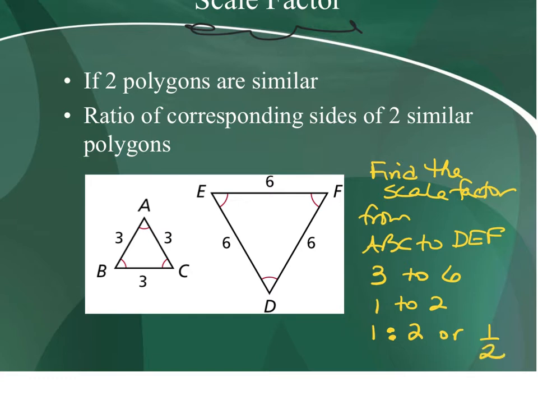Now, if you would have told me that the scale factor for this question was 2 to 1, you would get it wrong. Now, if the question was changed, and if it said, find the scale factor from DEF to ABC, then you would put 2 to 1. So the order that the letters are listed will be important, that you list your ratio in the appropriate manner. Always remember to simplify your ratios.